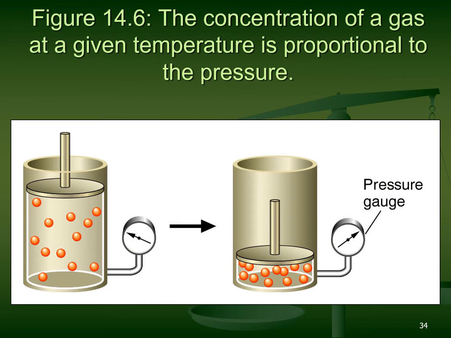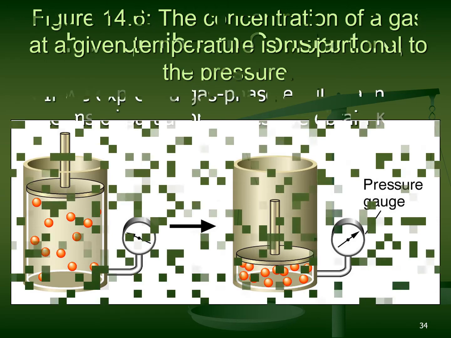This picture is just showing the relationship between pressure and concentration. On the left, we have 12 molecules in this large volume. So concentration is low, pressure is low. If we decrease the volume, we still have those 12 molecules, but it's in a much smaller volume. And so our concentration is much higher and our pressure is also much higher. So it's just showing the direct relationship between pressure and concentration.